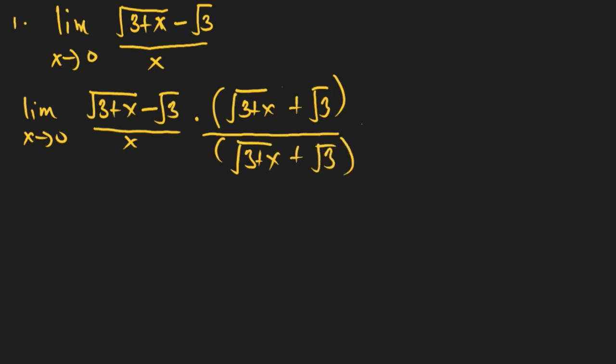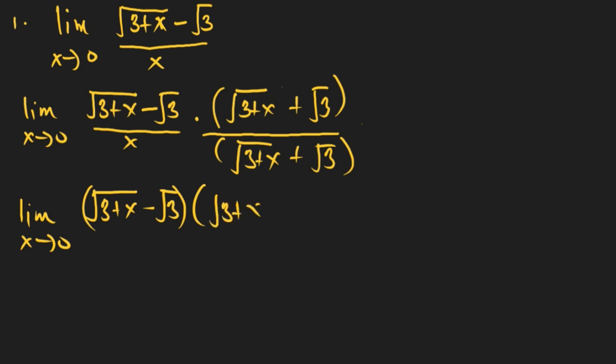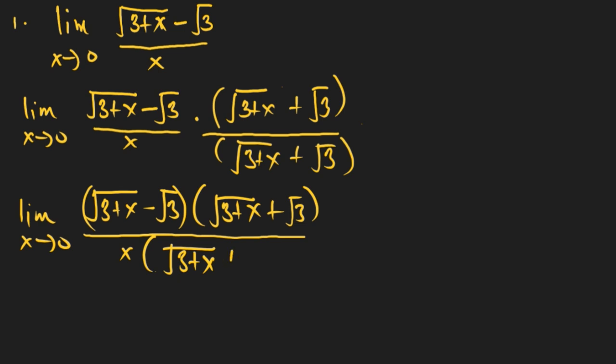When I do this, I've not changed the initial function here. It's the same thing, because this can cancel this and I'll get this back. But this is to help us to be able to solve the question. So when I do this, I multiply the ones at the top. So it's the limit as x approaches 0 of square root of 3 plus x minus root 3 multiplying root 3 plus x plus root 3, all over x times root 3 plus x plus root 3.